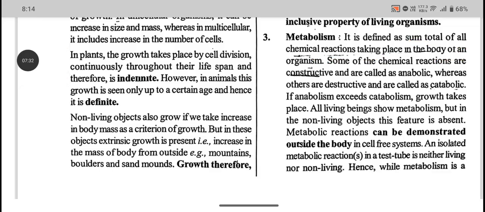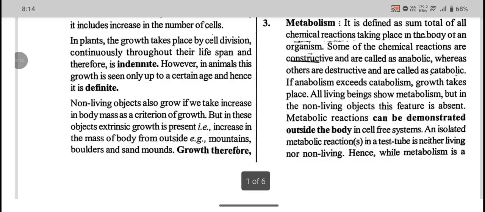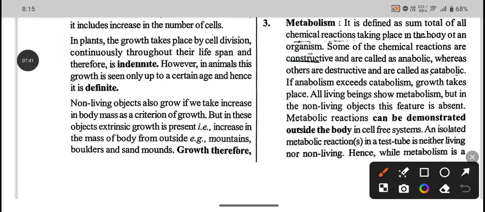So some of the chemical reactions are constructive, known as anabolic, whereas others are destructive. If you take the example of digestion, it is purely a catabolic process in which the complex molecules are broken down to simple molecules, which is catabolism. In case of anabolism, it is constructive. So the combination of catabolism and anabolism constitutes metabolism. If the organism shows metabolism, it is considered to be a living being. So all living beings show metabolism, but in non-living objects, this feature is absent.